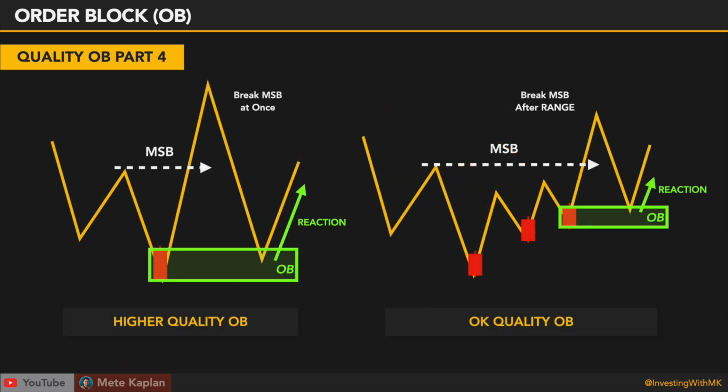Quality order blocks part 4. This is again my personal choice. I find order blocks stronger if they can break the market structure at once without prior consolidation or a range. Of course, the other types of order blocks are still good quality and usable.